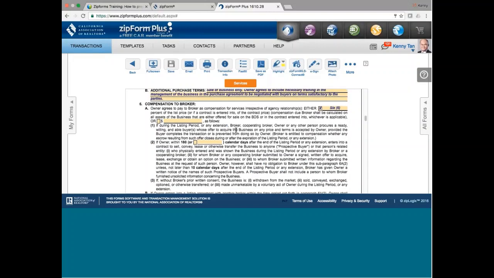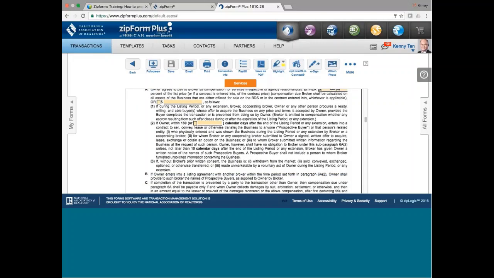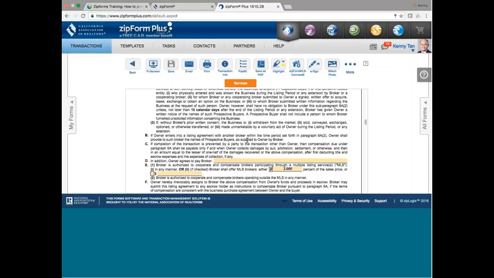No, that's total. 6% total. Yeah. We don't negotiate commission based on one side only. It's total. And then, of course, the split is 3% to the buyer side, right? So you put the 3% here, okay?